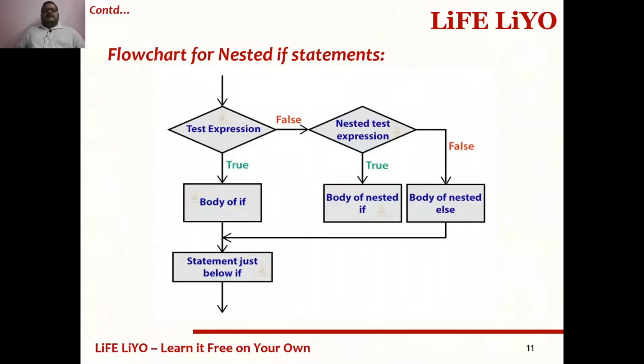Flowchart. First the condition will be verified. If the condition is true, it goes to the body of the if. If the condition is false, it goes to the nested if expression. If that is true, then the nested if body executes, or if false, again it goes to the else block. Like that, we may keep a number of ifs inside another if. Let's look at some programming examples.